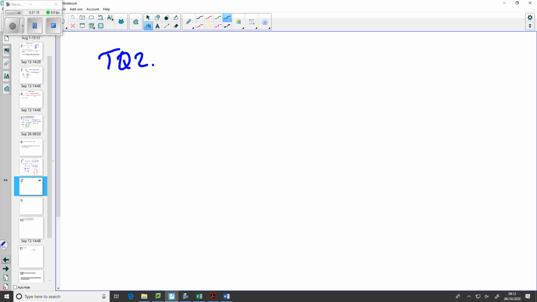TQ2, just remind me what it was, please. V squared over R, one of the three formulas for power that we looked at in science last week. And we want to rearrange for what? V? Make V the subject.